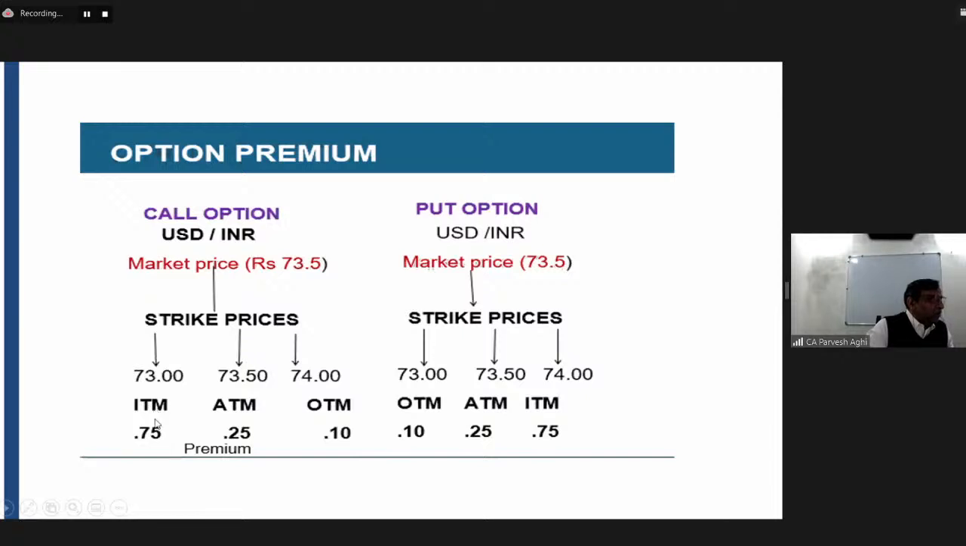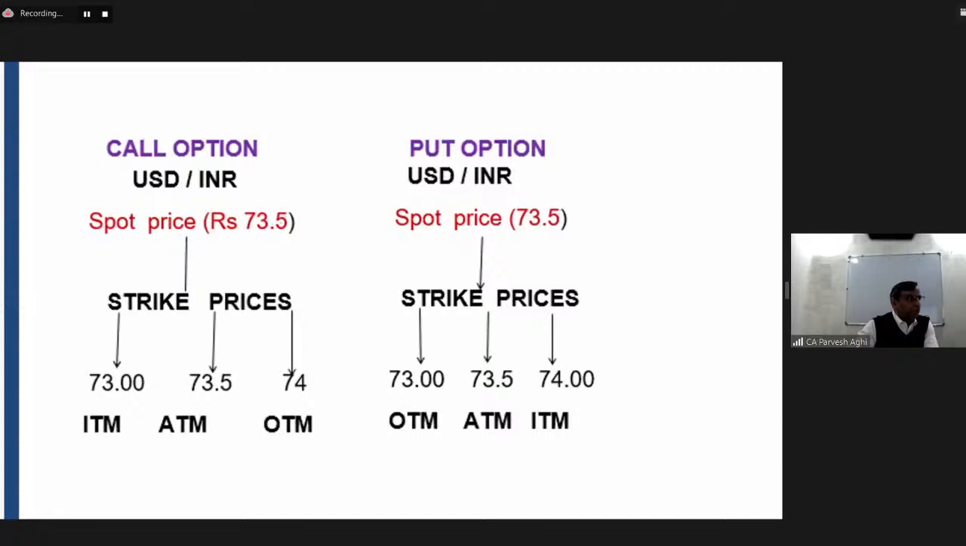So if you are extremely bullish and you're ready to bear a high hedging cost, then you should go for an in the money option. But if you're mildly bullish, the same logic applies for the put option. If you're extremely bearish, then go for the in the money put option. But if you are mildly bearish, then you should choose an out of the money put option, where you pay 10 paisa as a premium per dollar for whatever money you are putting at stake. So that is the most important part of the learning today.